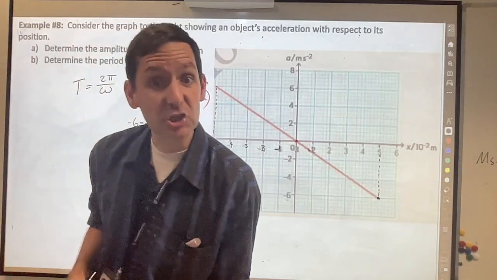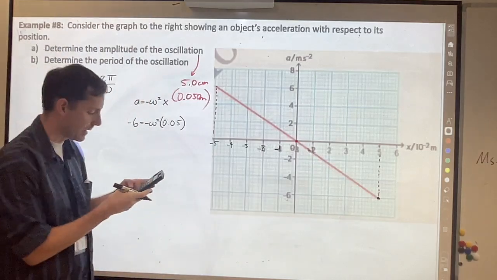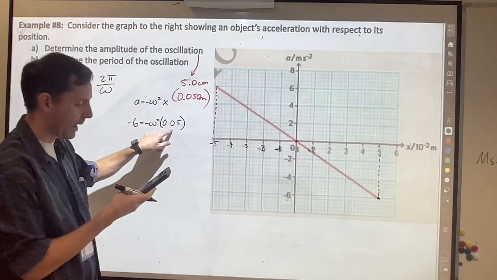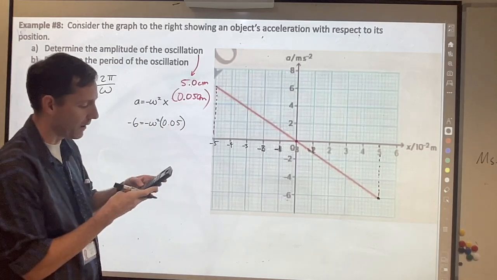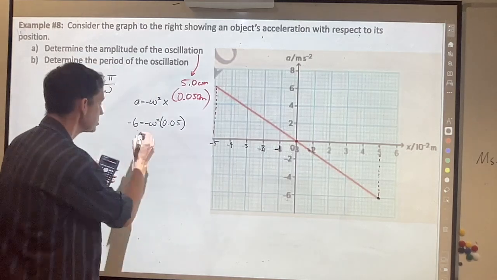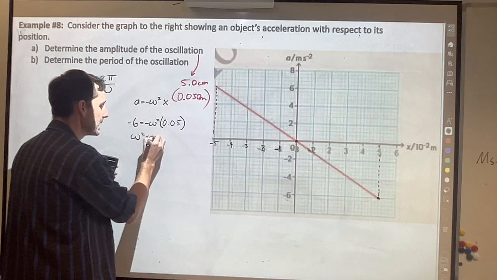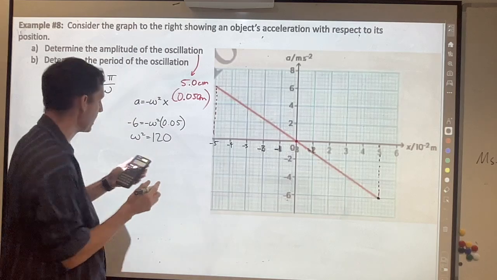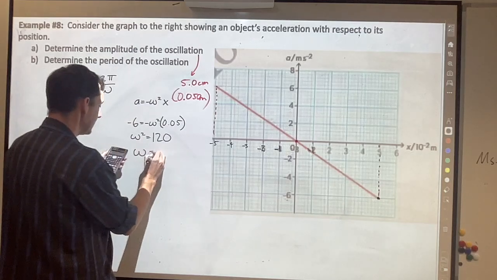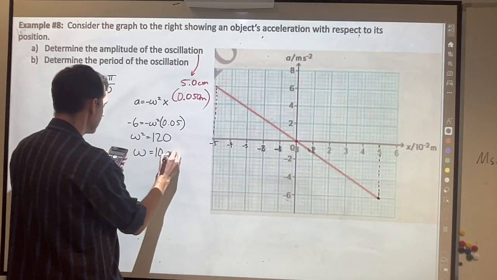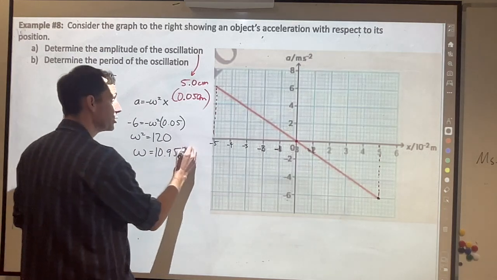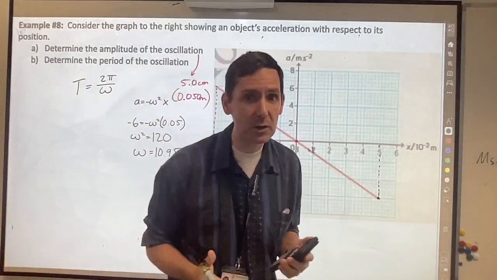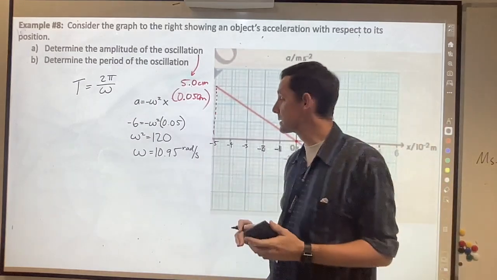That then means that I can solve for omega. So I'm going to take the negative 6, and I'm going to divide it by a negative, so that will leave me with a 6. Then I will divide by the 0.05, which gives me 120. So that means that omega squared is equal to 120. Then I will take the square root of that 120, and I get that omega is equal to 10.95. Now this should be in radians per second. That's the units of omega, the angular frequency or the angular velocity. So that will be radians per second here.